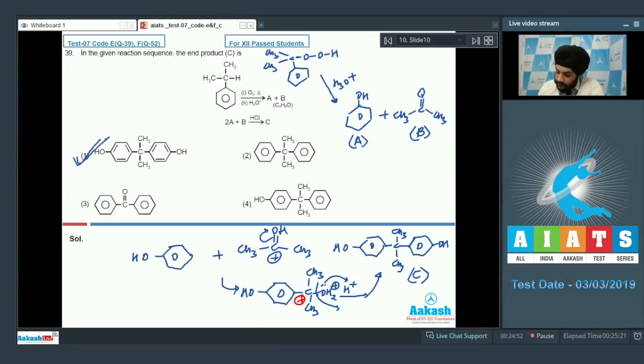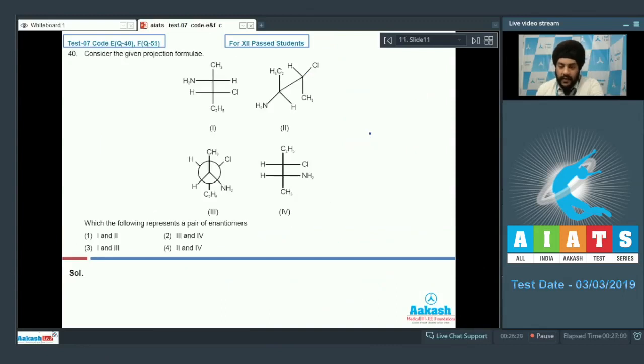Let us look at the next question now. Consider the given projection formulae. So in these four structures we have been given different methods of representation of chiral compounds. If you look at the first and the fourth structure, they are given to us in the Fischer form. The second one is given to us in the Sawhorse form, whereas the third one is given to us in the Newman form. So the examiner seems to be interested in which pair of compounds represents a pair of enantiomers.